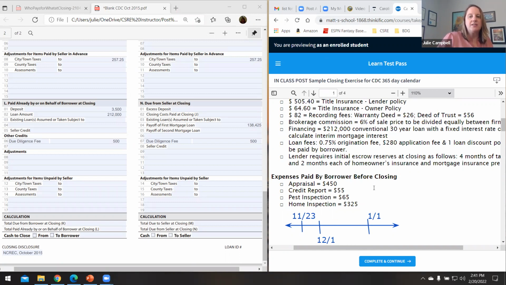Interim interest then is the lender getting caught up on their interest payment. They still owe the lender for interest from the day that they originate the loan to the last day of that month. And that's what interim interest is. Interim interest is always from the day of closing to the last day of that month. Everybody with me so far? What questions do I have so far?